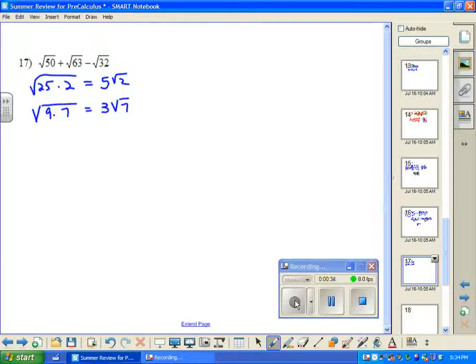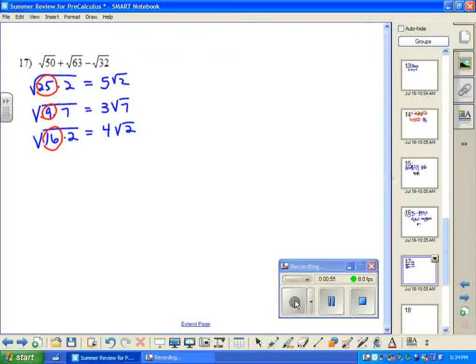And then the square root of 32 can be thought of as 16 times 2, since 16 times 2 is 32. 16 is a perfect square, so this can be rewritten as 4 times the square root of 2. So essentially what I did here was just take the square root of the factor that was a perfect square.